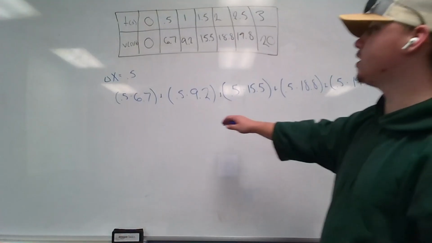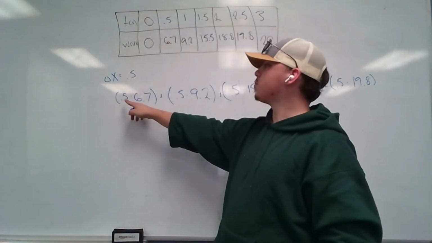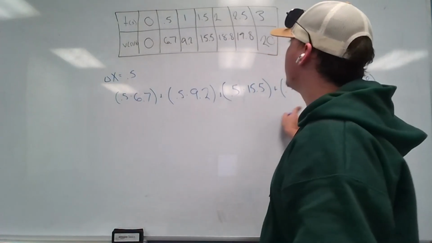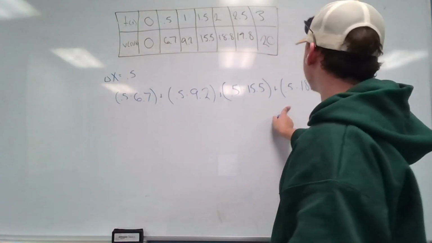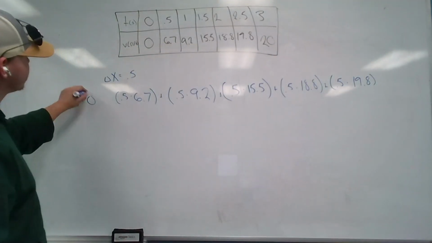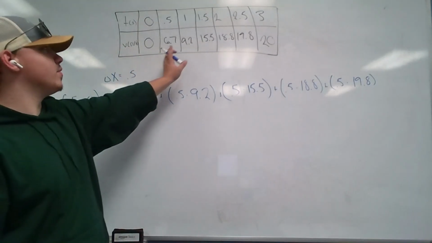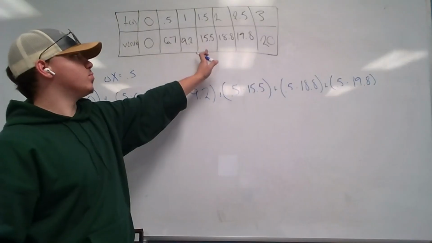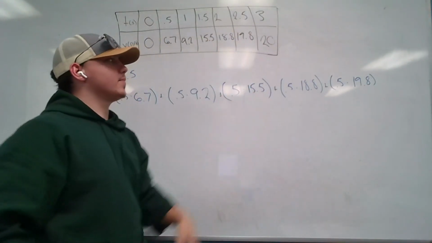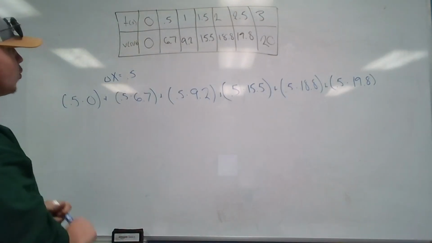And this is just the calculation. So 0.5 in every instance of this is the base times the height. So the first one is 0.5 times 6.7. Should have started with 0.5 times 0, yeah. So 0.5 times 0 plus 0.5 times 6.7 plus 0.5 times 9.2, 0.5 times 15.5 plus 0.5 times 18.8 plus 0.5 times 19.8. And you add them all together and you're going to get the value you desire, which is going to be one of your estimates.